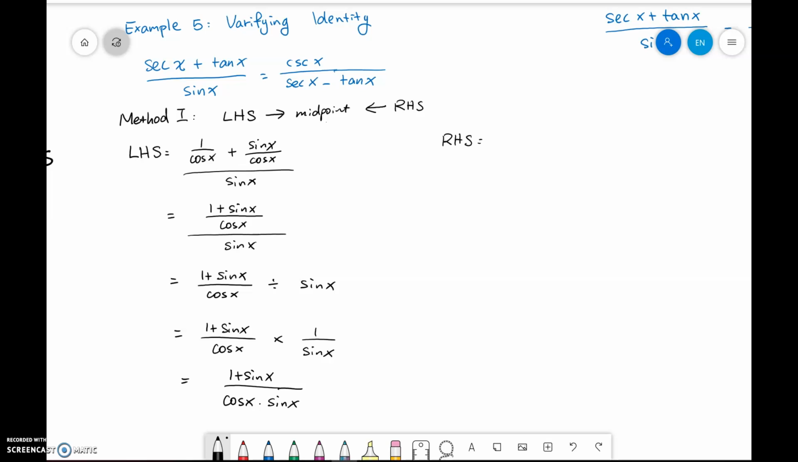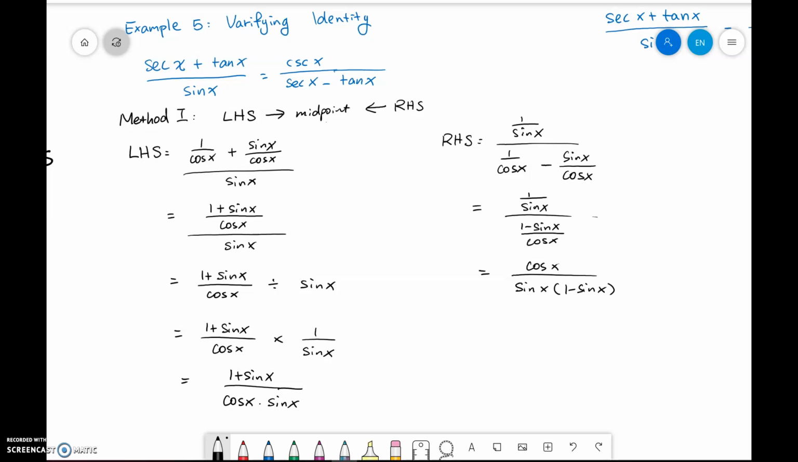On the right hand side, I'm still doing the same thing. Cosecant is 1 over sine of x, secant is 1 over cosine of x, tangent is sine of x over cosine of x. Combining them, I end up with cosine of x all over sine of x times 1 minus sine of x. I don't have the same term at the end of both my left hand side and the right hand side, so I have to change them.